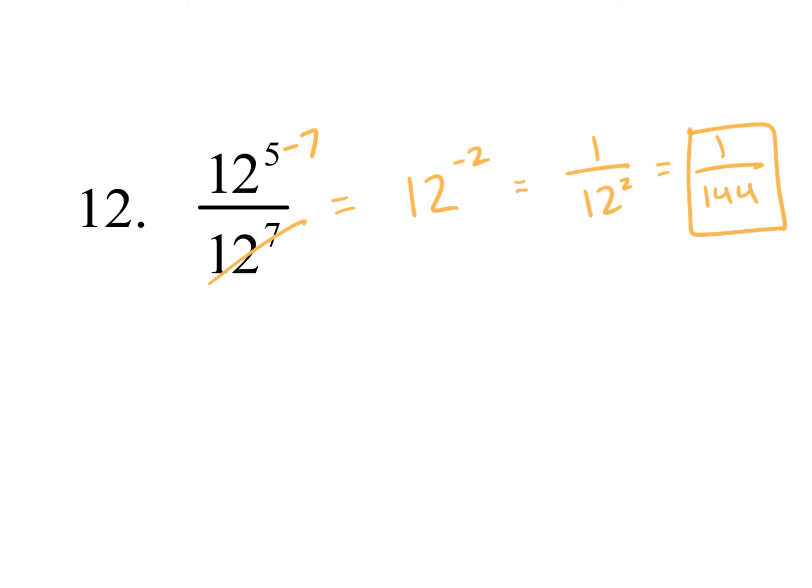So remember, whenever we have a negative exponent, you want to put it on the bottom. Negative coefficients are fine. If this was like a negative 12, that's fine. We can have negative numbers, just not negative exponents.